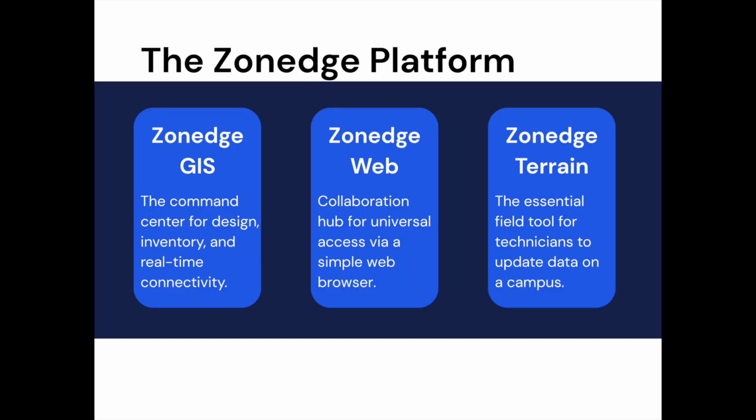You've got three core components that work as a team. First, there's Zonedge GIS. Think of this as your command center for all design, inventory, and management. Then you have Zonedge Web, which is the collaboration hub. It gives everyone from engineering to admin access through a simple web browser. And finally, there's Zonedge Terrain, the absolute essential tool for your techs in the field, letting them update data right on the spot. They all work together, seamlessly.